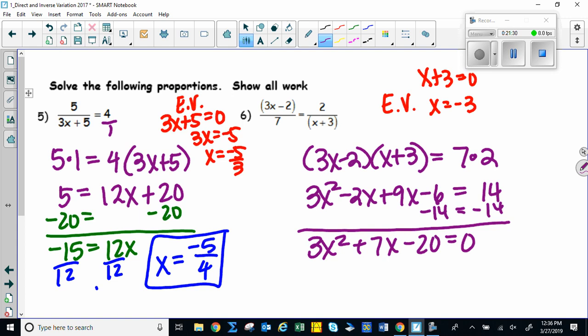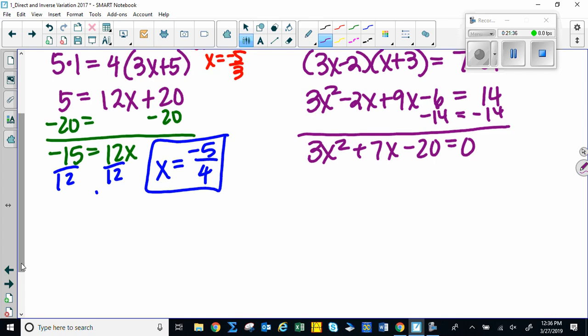And now I'm ready to factor this. How are our factoring skills? What did you think after last night? They're all right? Rusty?